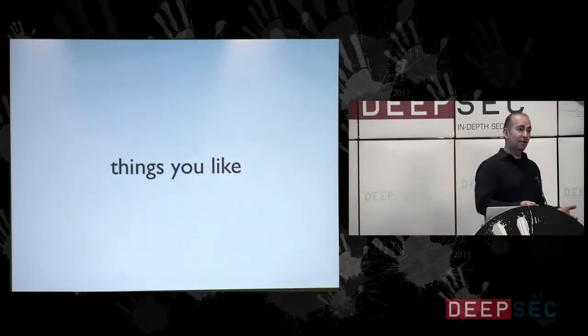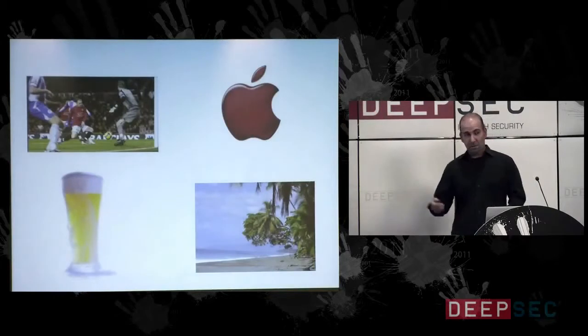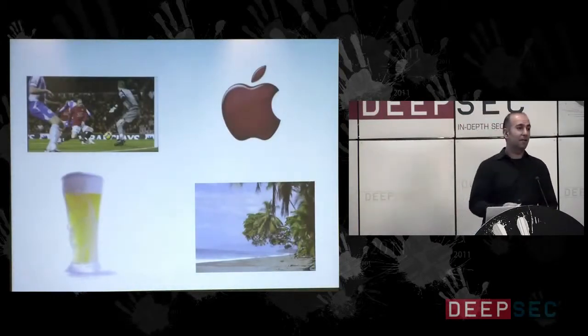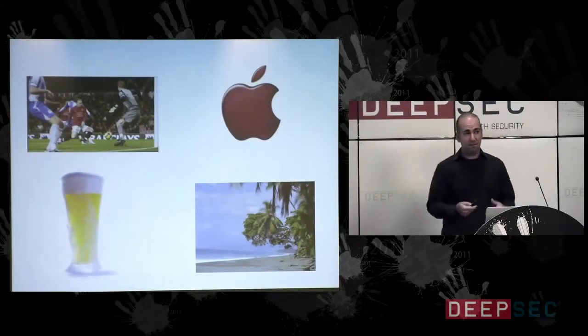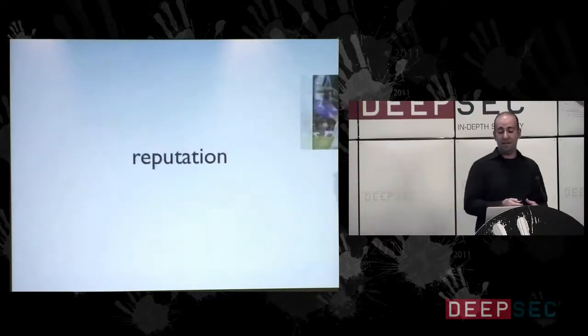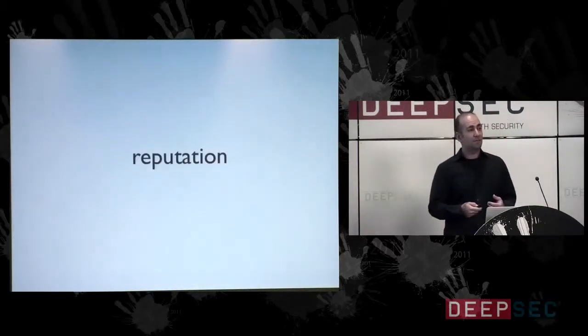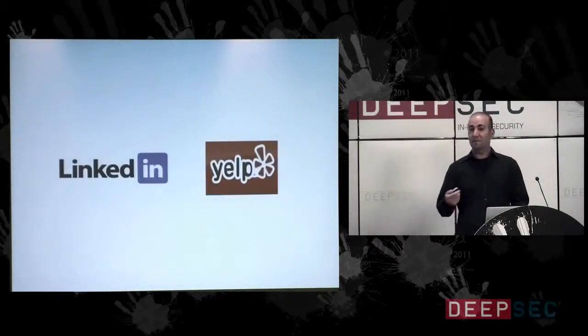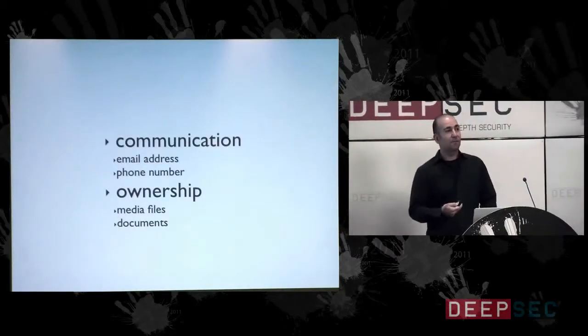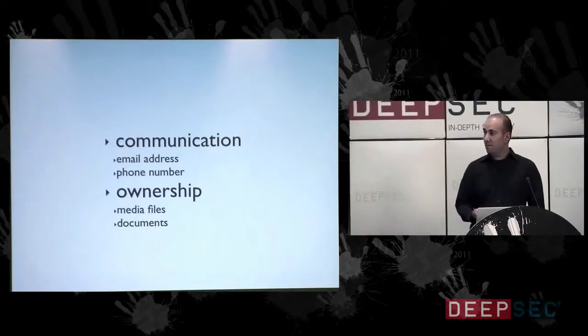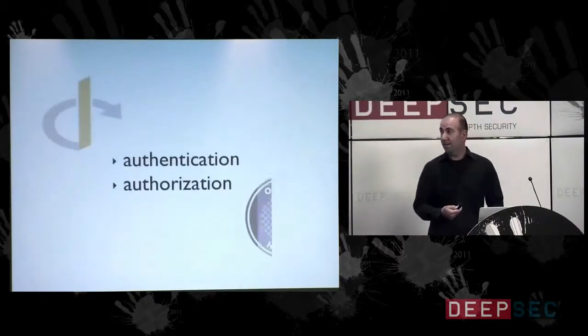Other things we do, or things we like at the personal level. I like watching sports. I like Apple products. I like vacationing in tropical spots. And I like cold beer. Well, not right now, but typically I do. So these are all attributes that I have that contribute to my identity. It's also reputation: things we say about ourselves, things other people say about us. And communication: our email address, the way we get hold of each other, our phone number. These are all attributes that contribute to our identity.